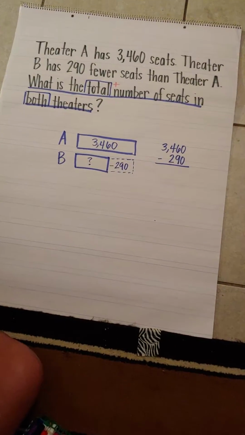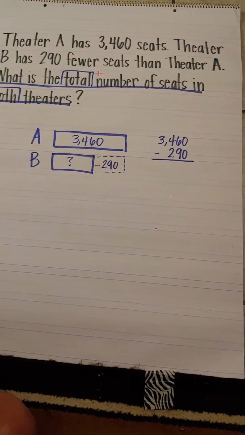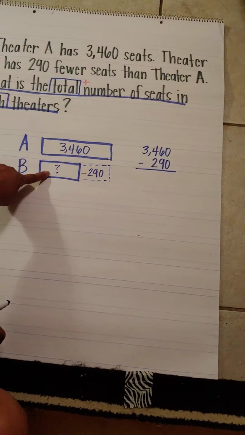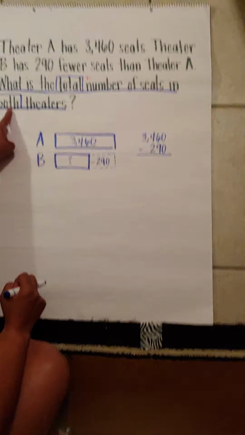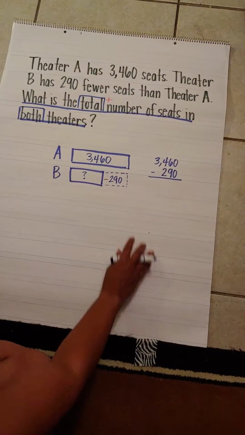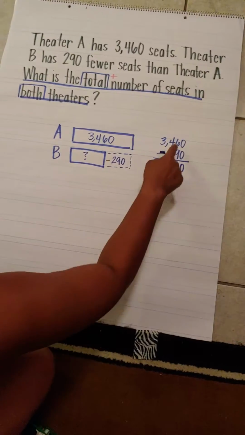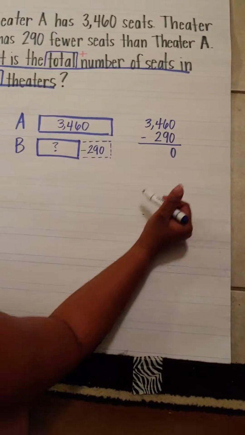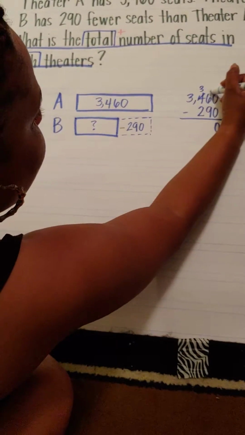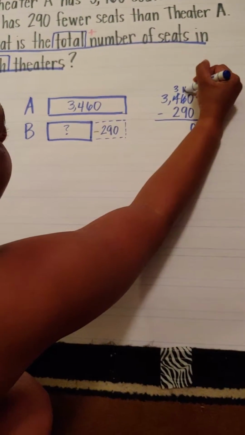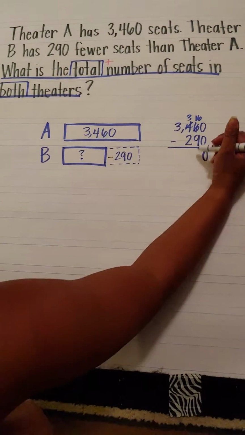So this is our subtraction problem, so that we can figure out how many seats Theater B has, because we need to figure this part out before we can even find the total number of both of them. Okay, so we're going to go ahead and do our subtracting. So 0 minus 0 is 0, and we cannot take 9 away from 6. So here's the regrouping. So we're going to have to take one of these hundreds away and add 10 tens, which turns the 6 into a 16. So now 16 minus 9 is 7.